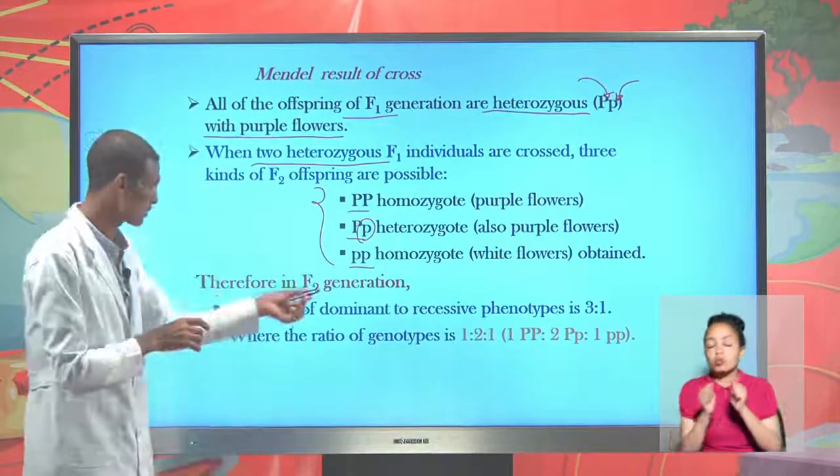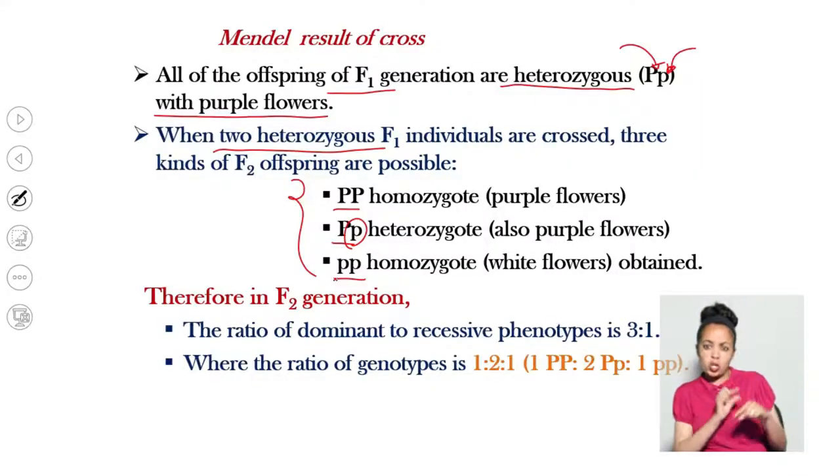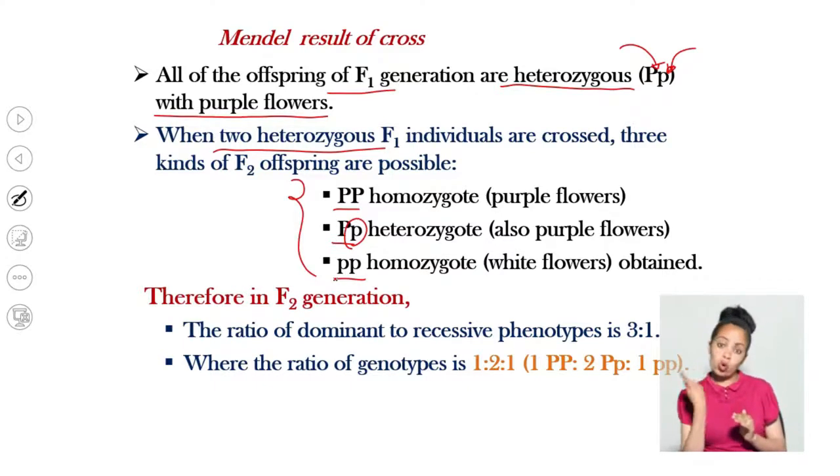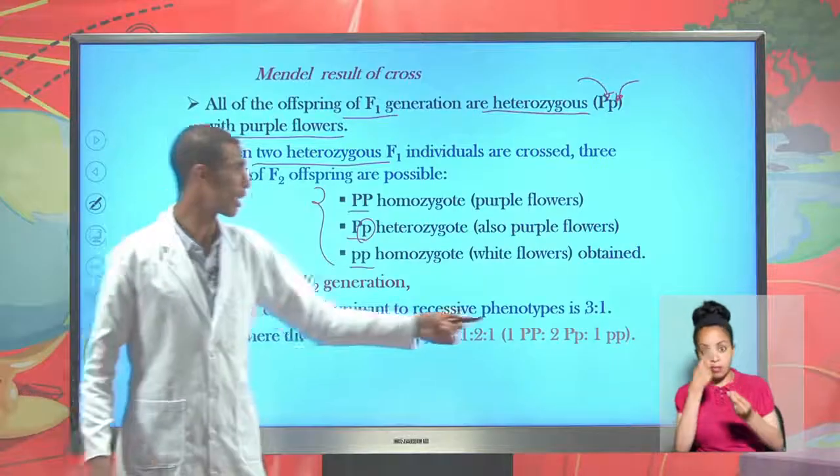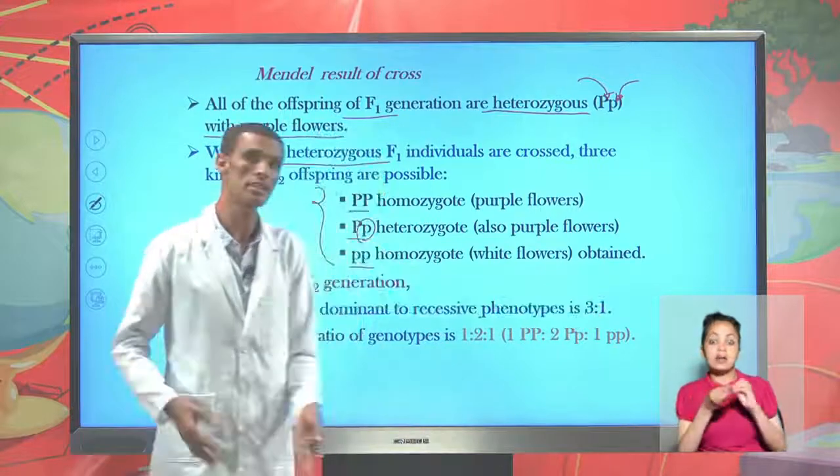In the F2 generation, the ratio of dominant to recessive is always 3:1. Here, this one represents dominant, whereas this one represents recessive. If a certain number is given to you, you can find the number of dominant and the number of recessive.